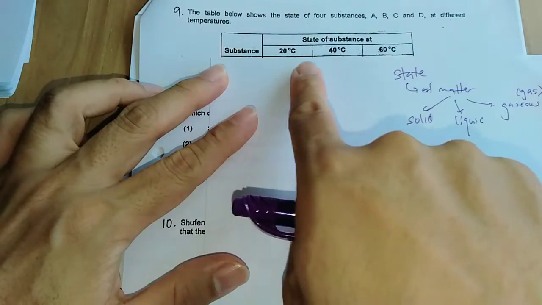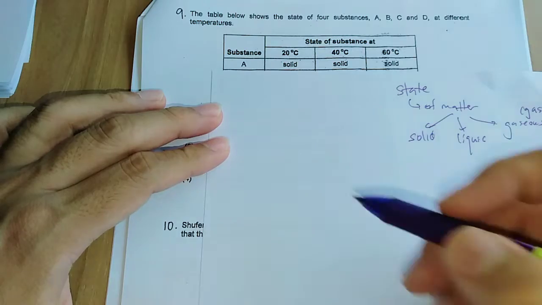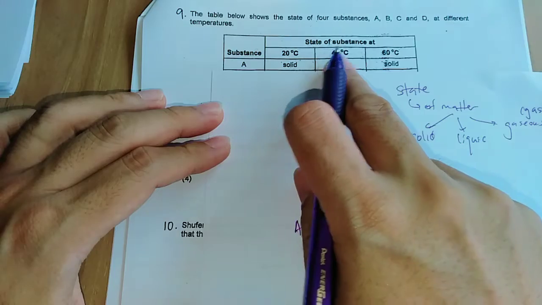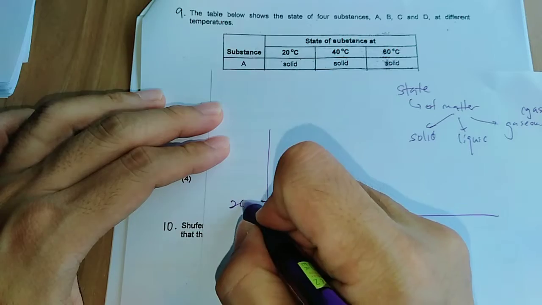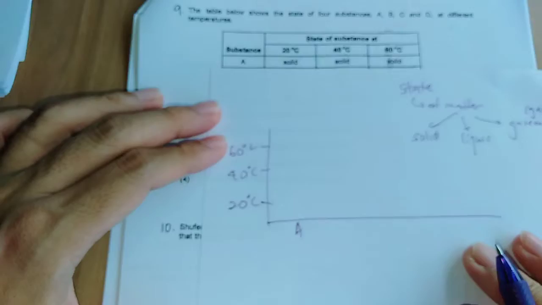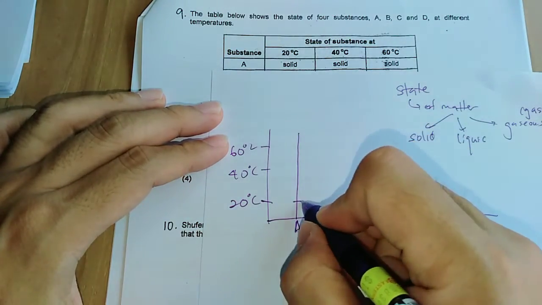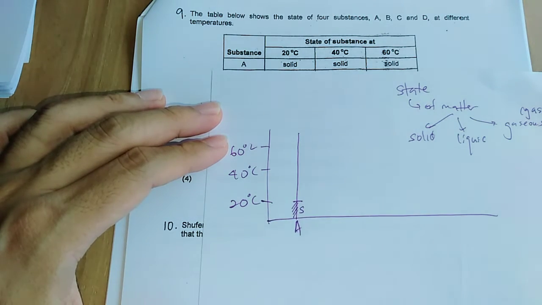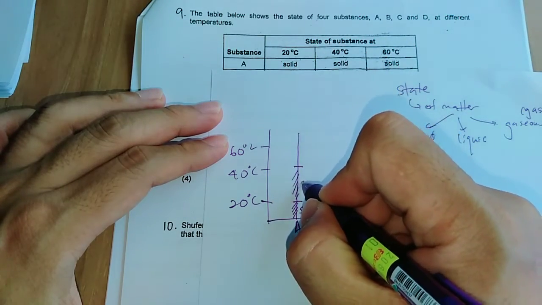So at 20 degrees Celsius, it says that A is in a solid state. So using the working I taught you before, let's see how we're going to do this. A is here. These 3 temperatures are the same for all the 4 substances: 20 degrees Celsius, 40 degrees Celsius, and 60 degrees Celsius. It says that A at 20 degrees Celsius is actually a solid. I just use S to denote solid. It says at 40 degrees Celsius is also a solid. So here is also a solid.